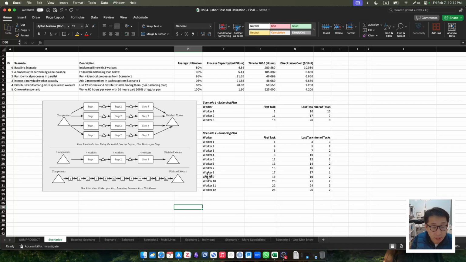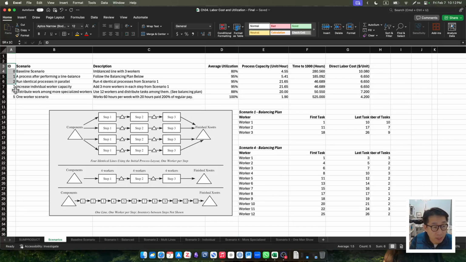Eventually, as a manager, you'll be contemplating several different process designs to see which type of design suits your lead time as well as your cost and utilization target. As you can see, we have 6 different scenarios, including the initial baseline scenario. There's a description for each scenario, with all those different performance metrics already calculated here.